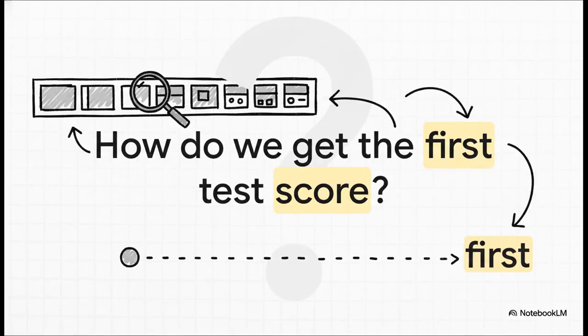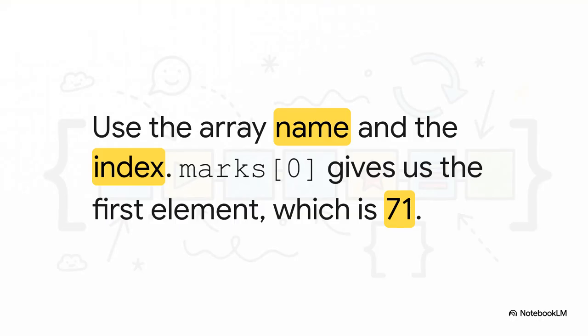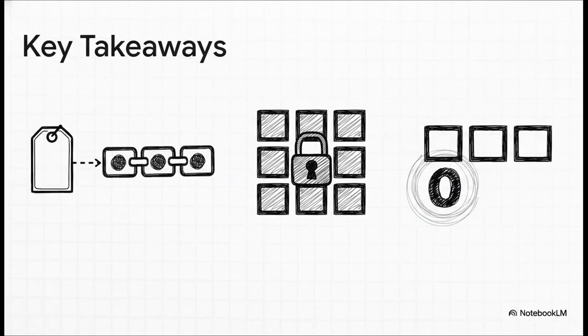Okay, so the data's in there. It's stored. But now how do we get it back out? How would we go about grabbing that very first test score, the 71? It's super simple. You use the array's name, marks, and then in those square brackets, you just pop in the index of the one you want. And remember that golden rule? The first element is always at index 0. So marks[0] points right to that first slot and gives us the value 71. If we wanted the third score, 85, we'd use marks[2]. See how that works?